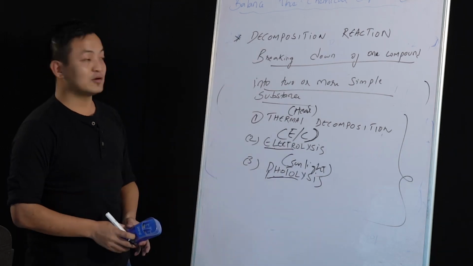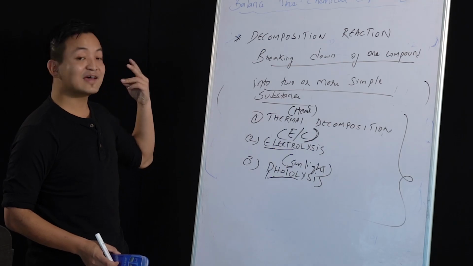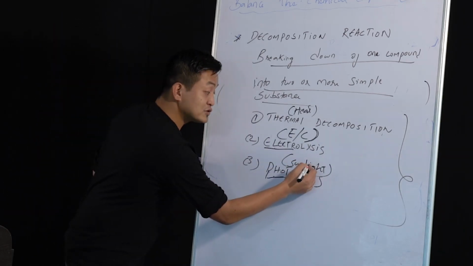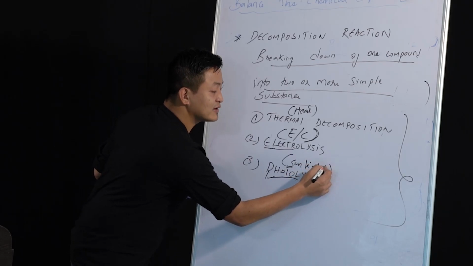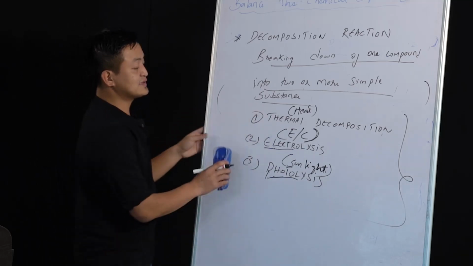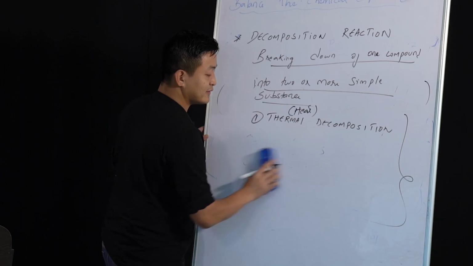So how do we break the compound? Either we'll use heat, or we'll apply electric current, or we'll use sunlight, natural light, to break the compound. So first, let's see thermal decomposition, and I'll give you an example for that.